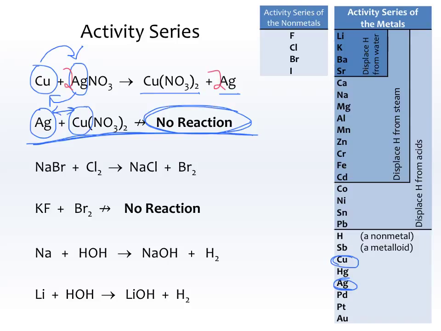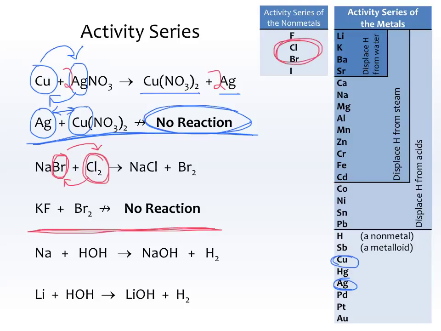Okay, so for the next part, this is using the non-metal activity series. Here we've got sodium bromide and chlorine. The reason why I'm using the non-metal activity series is because there are 2 nonmetals on the reactant side, not 2 metals on the reactant side. And what we're hoping to happen is bromine and chlorine are going to switch places. So you need to find bromine and chlorine on the non-metal activity series.